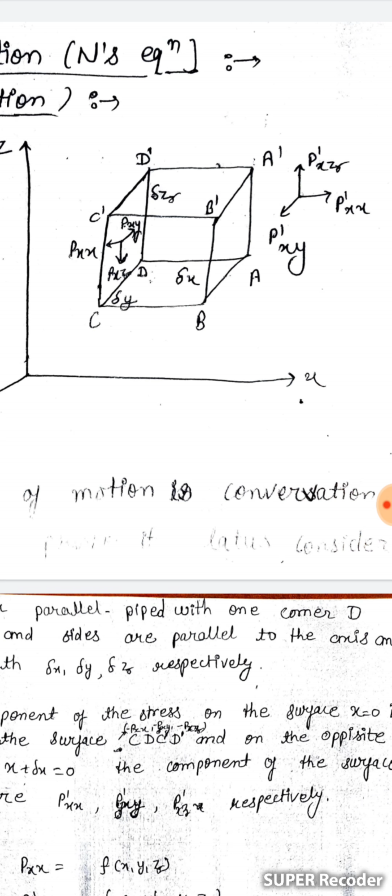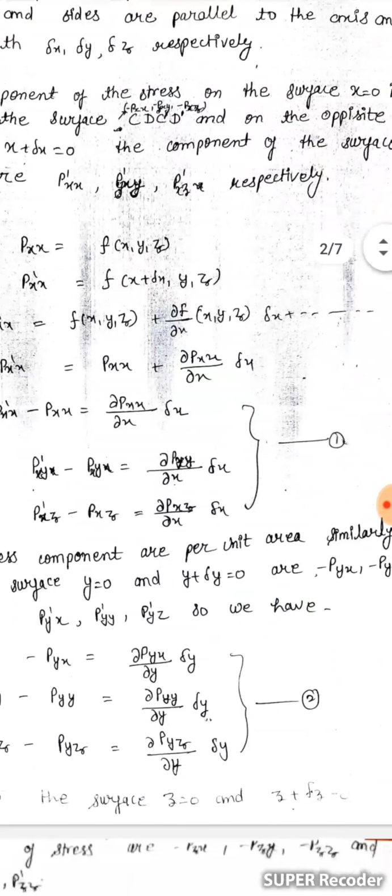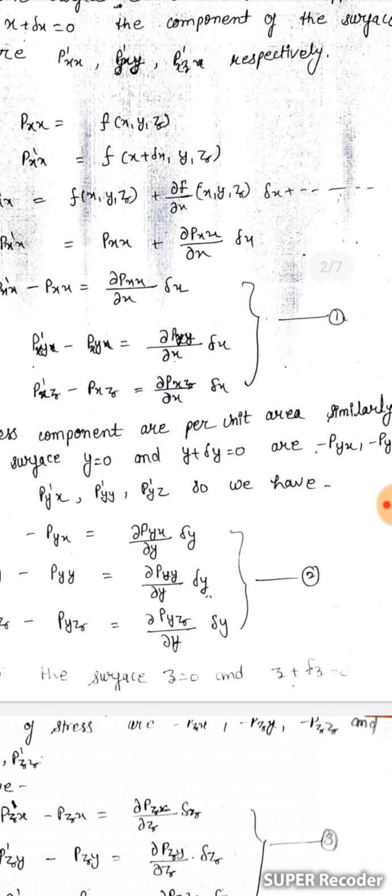Now the components of stress are per unit area. Similarly, on the surface y equal to 0 and y plus delta y, we get P'yx minus Pyx is equal to delta Pyx upon delta y into delta y, P'yy minus Pyy is equal to delta Pyy upon delta y into delta y, and P'yz minus Pyz is equal to delta Pyz upon delta y into delta y. This is our equation number 2.